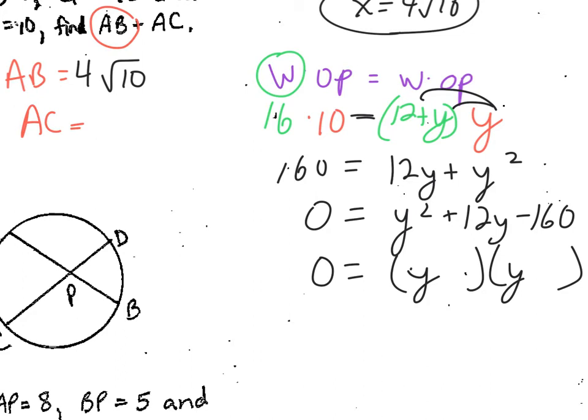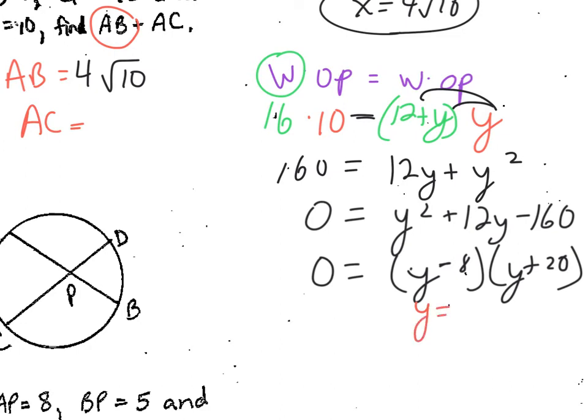8 times 20 gives me 160, so it looks like that's going to give me a 12 if I subtract. So let's make the 20 positive and the 8 negative. Negative 8 times 20 multiplying gives me negative 160, and then adding negative 8y plus 20y is going to give me my 12y. So there's my factors.